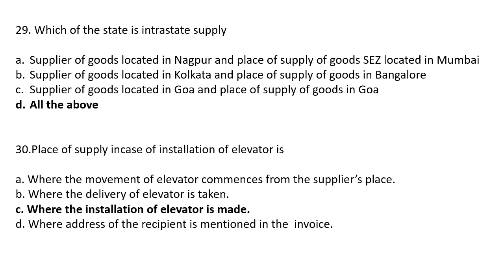Place of supply in case of installation of an elevator is: option A, where the movement of the elevator commences from the supplier's place; option B, where the delivery of the elevator is taken; option C, where the installation of the elevator is made; option D, where the address of the recipient is mentioned in the invoice. The correct answer here is option C, where the installation of the elevator is made. So place of supply in case of installation of an elevator is where the installation is made.